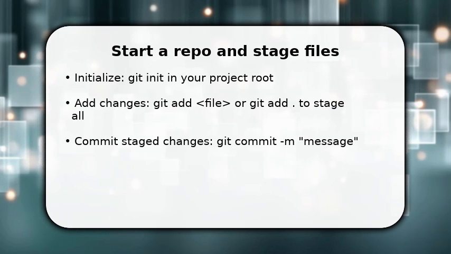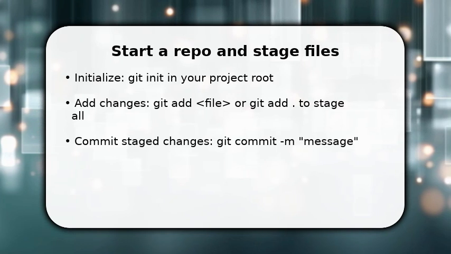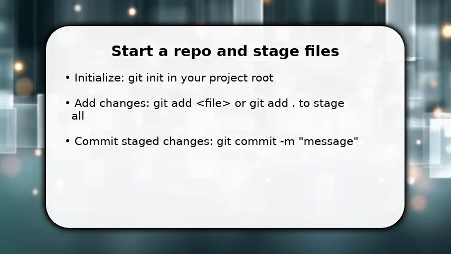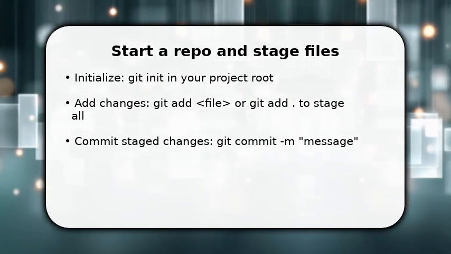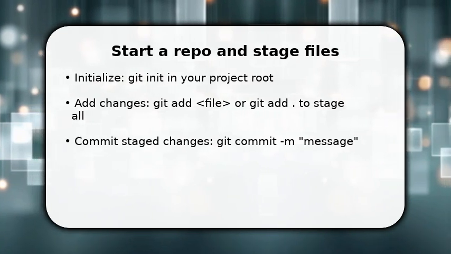Next, choose files and run git add file or git add . to stage everything. Staging is how you tell Git what to record. Once staged, use git commit -m with a short message. The commit saves a snapshot. Make concise messages so you can understand history later.